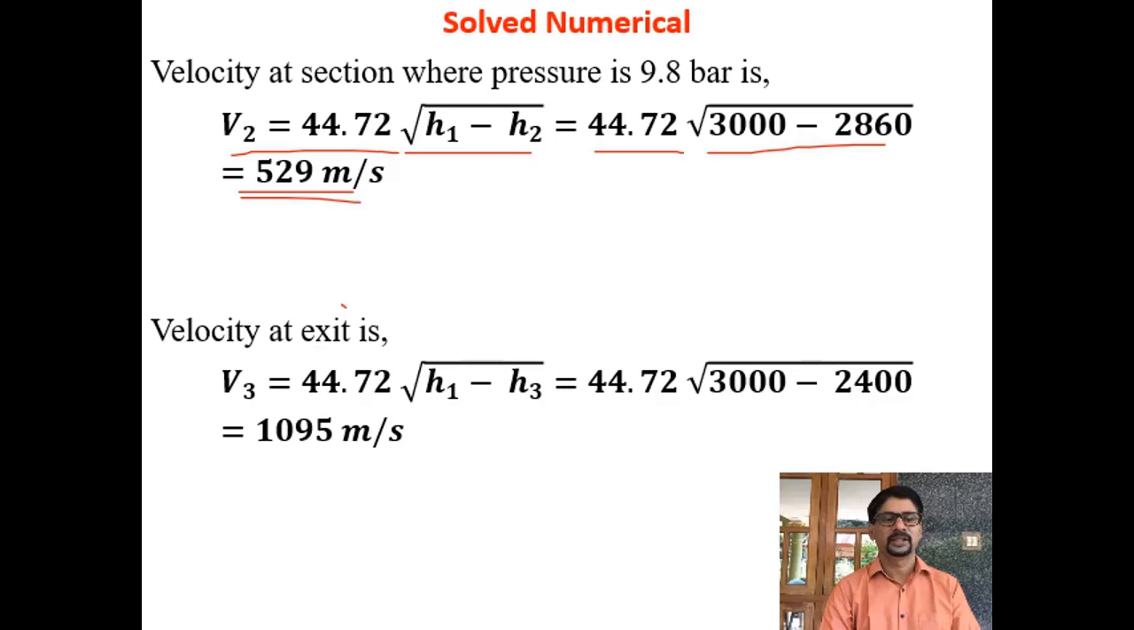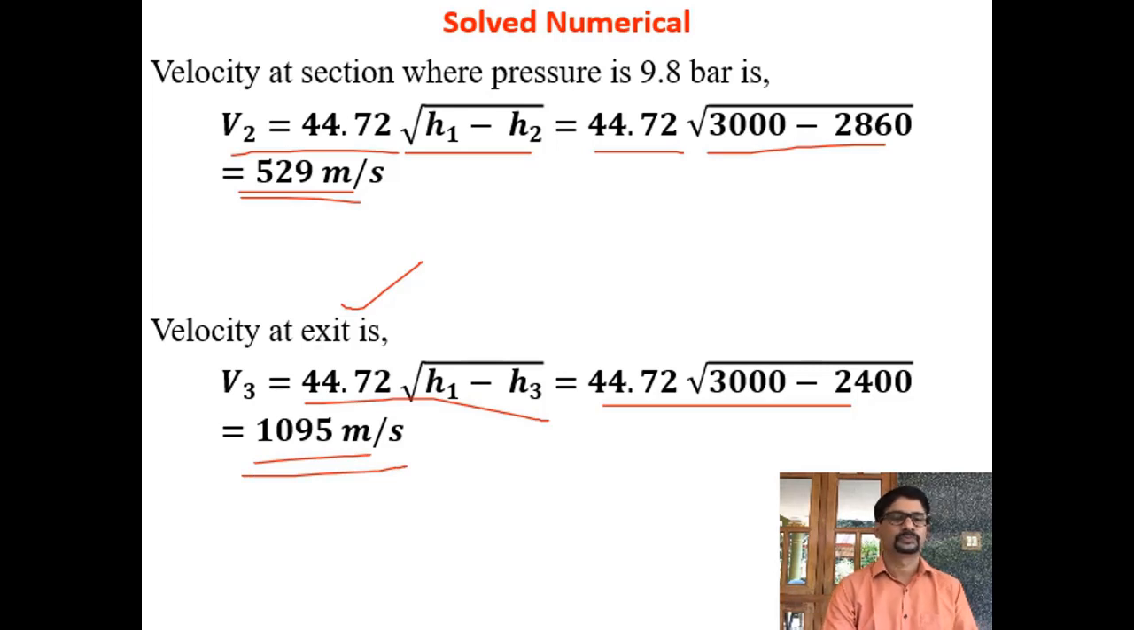Whereas velocity at exit V3 is equal to 44.72 root of H1 minus H3. You see, first thing is H1 minus H2. So for the second section, it is H1 minus H3, not H2 minus H3. So don't make this mistake. The enthalpy drop you have to calculate from the inlet itself. Okay, so it is H1 minus H3. So it is 44.72 root of 3000 minus 2400. So it is 1095 meter per second.